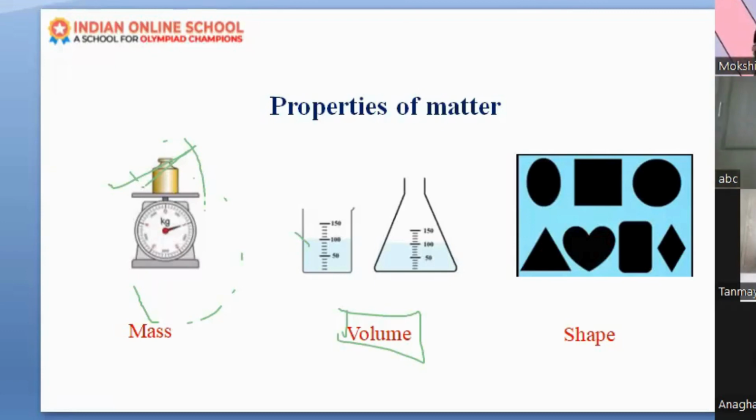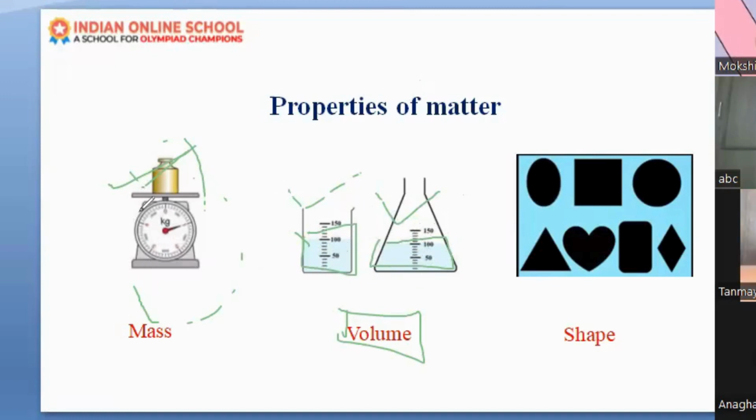So volume means what here? Volume means space. Can you see the two containers? First is a conical flask, another is a glass container. I have changed the container, but the space taken by the water here is the same here also. Isn't it? Is that the same? Yes, ma'am. So irrespective of the container, the volume of the water remains the same. I hope you understood.